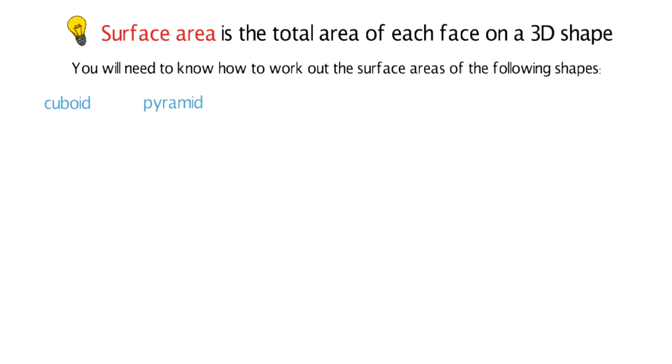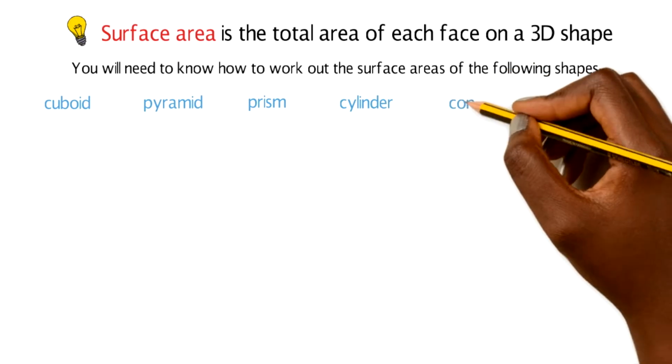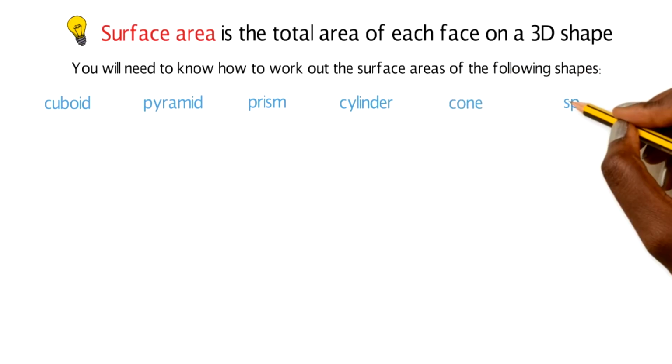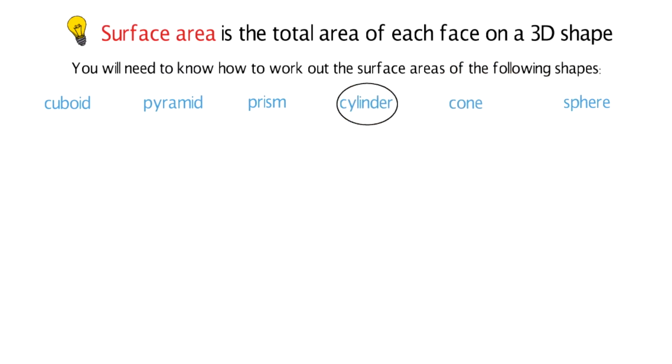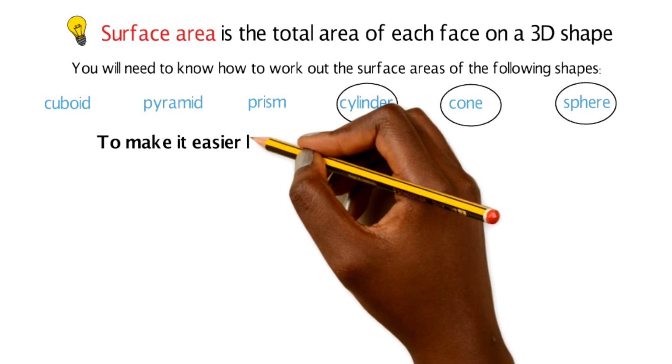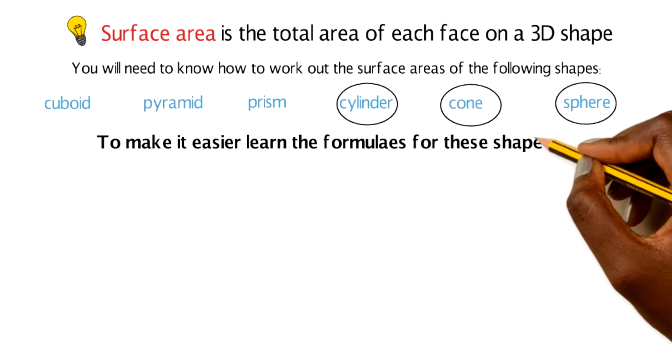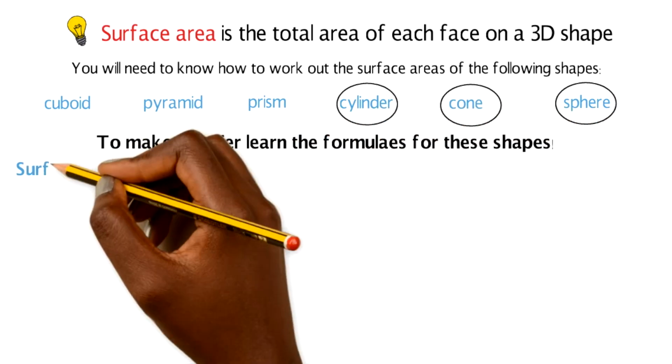This includes cuboids, pyramids, prisms, cylinders, cones, and spheres. So I've circled the ones which are not given on the formula sheet, but actually on the new GCSE formula sheets, they're not giving any surface areas anymore, so try and learn all of them.